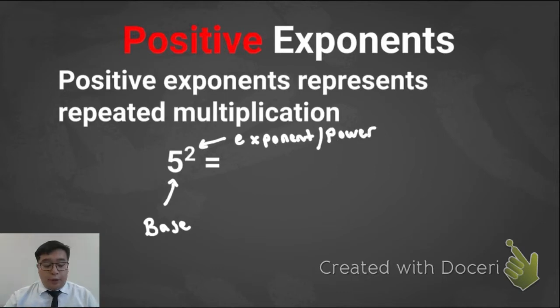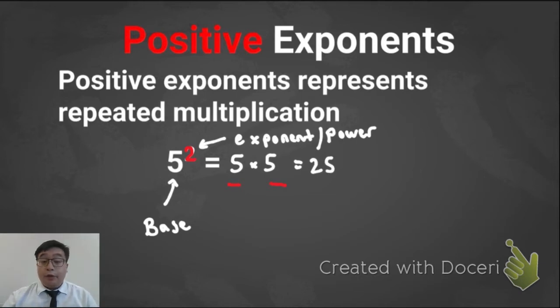So, knowing that the base is 5, I know that 5 is what's going to be multiplied together, and this 2 tells me how many 5s we're going to need. Since my exponent is 2, in total I need 2 of these 5s. So, 5 to the second power is going to be 5 times 5, and that's going to equal 25.